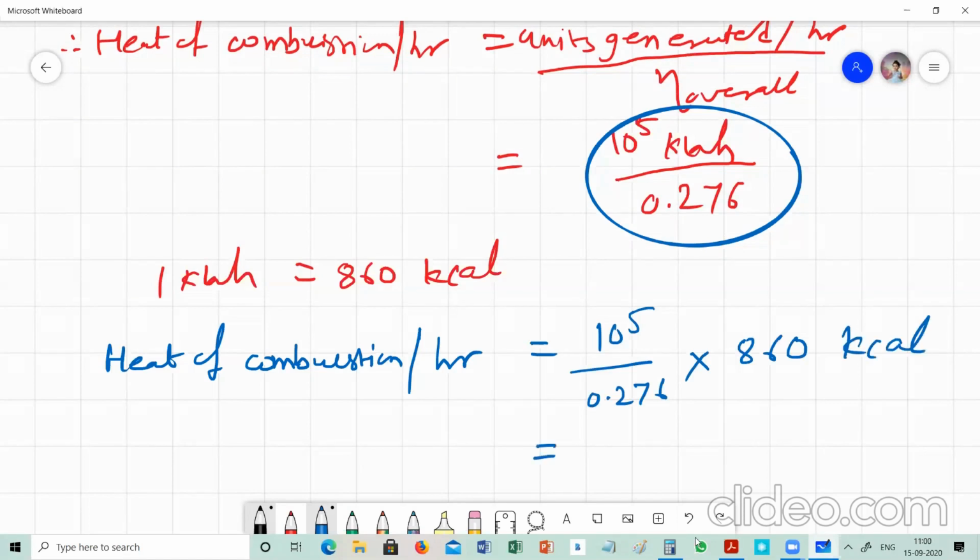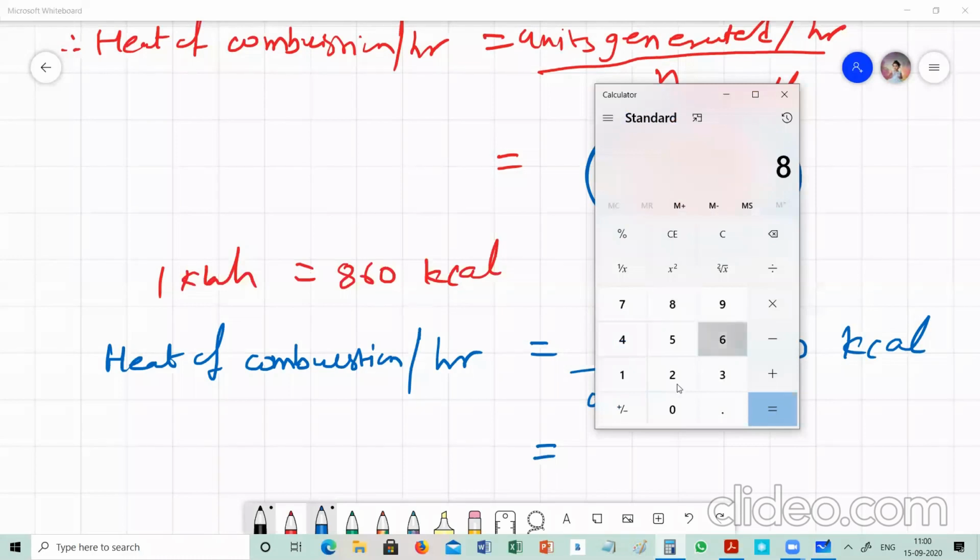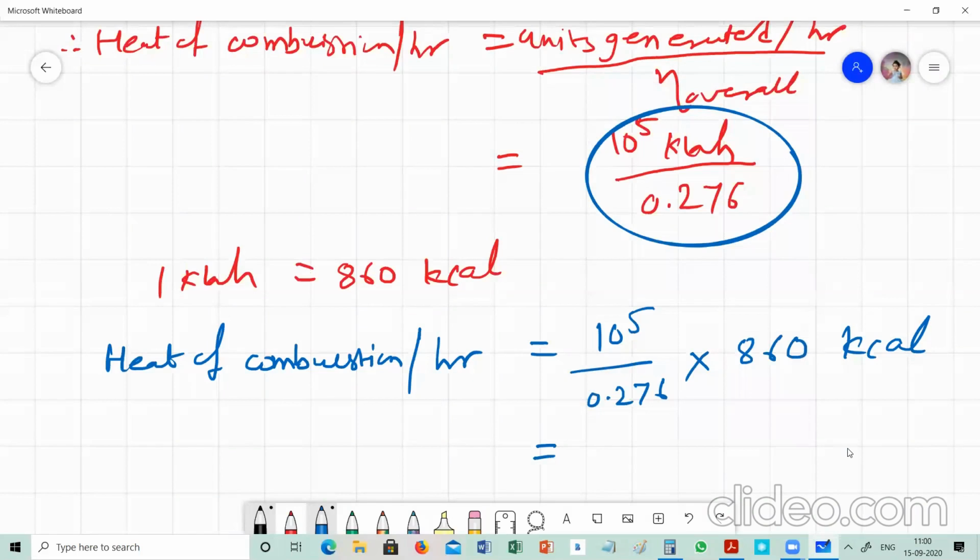Which is equal to 3115.94, meaning about 3116 into 10 raised to 5 kilocalorie.